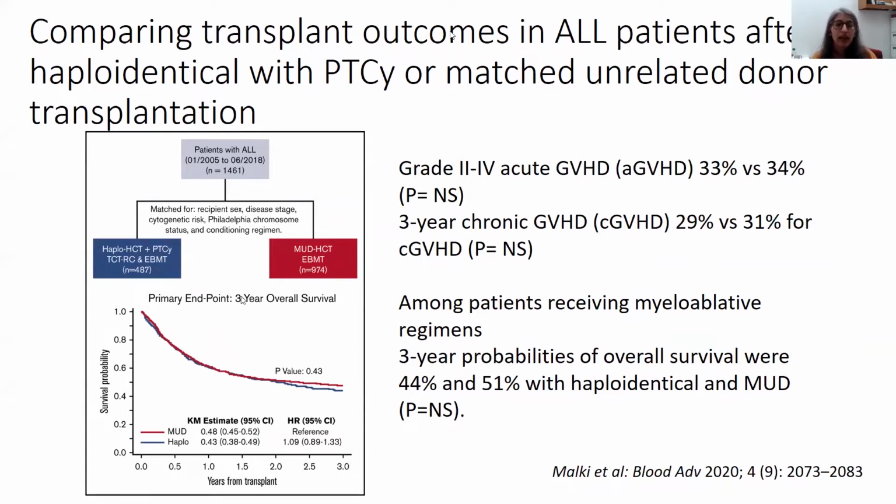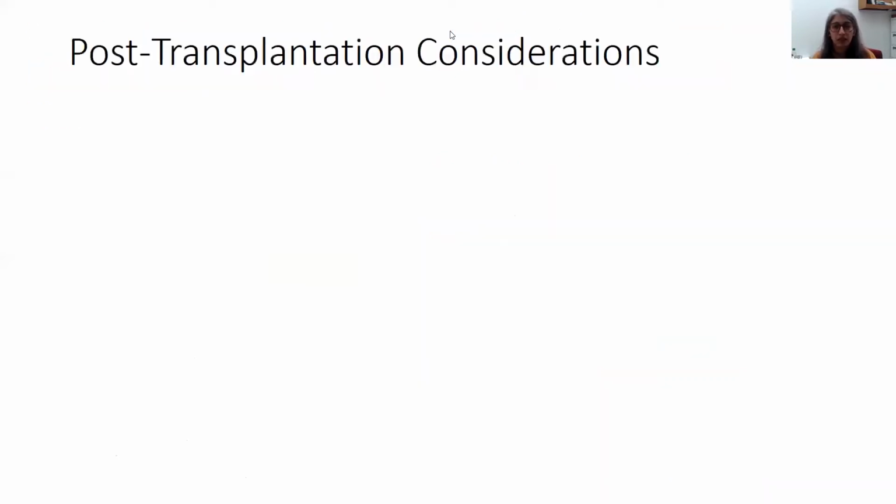Looking at 3 endpoints, 3-year overall survival and graft versus host disease, there was no difference in 3-year overall survival. There was no difference in acute or chronic graft versus host disease in this group. So haploidentical transplant is really something that could be and should be considered in high-risk patients. What to do post-transplant?